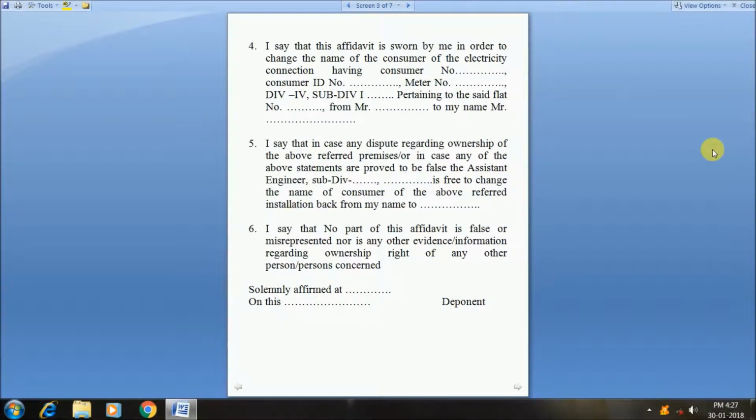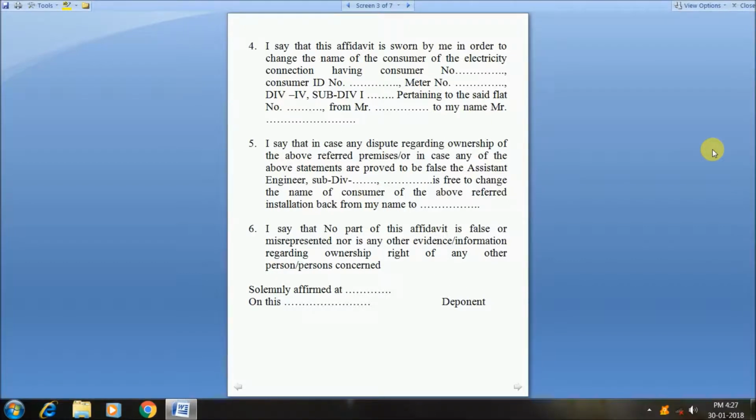So this affidavit also, at paragraph 4, says that I say that this affidavit is sworn by me in order to change the name of the consumer of the electricity connection having consumer number so and so, pertaining to the said flat, from so and so name to my name. So therefore this is for that purpose.